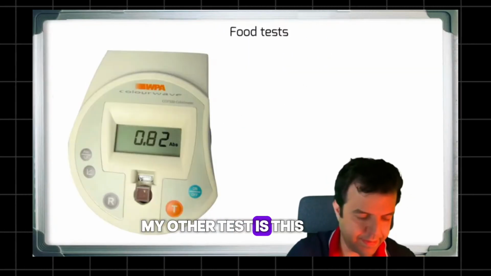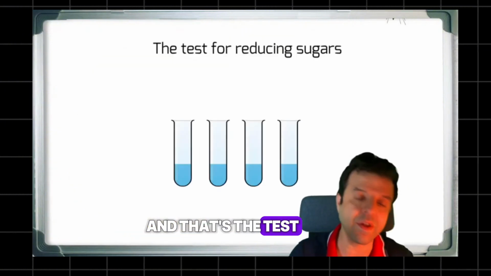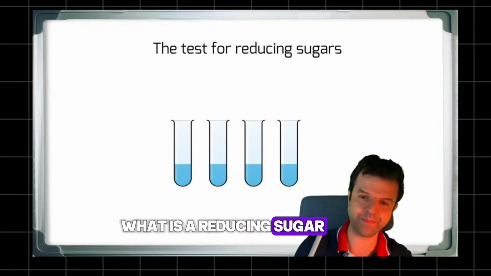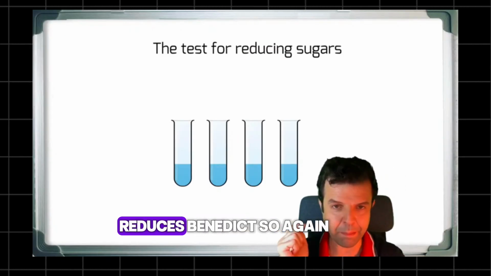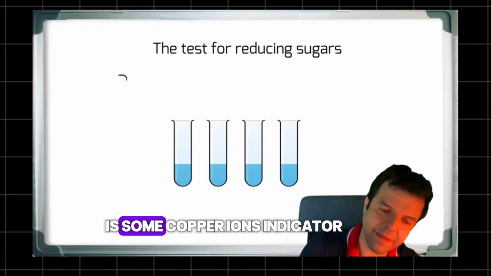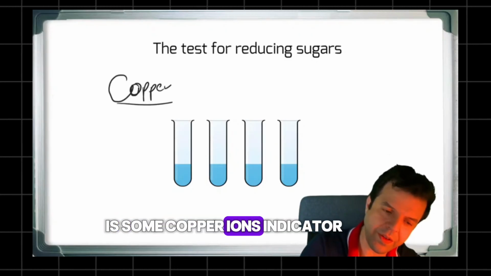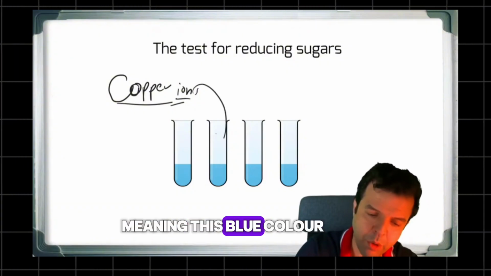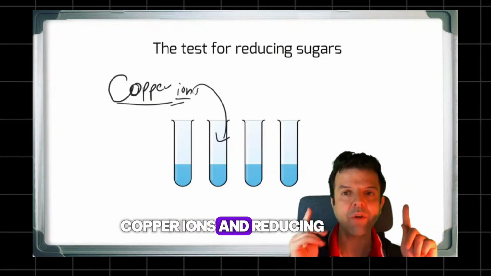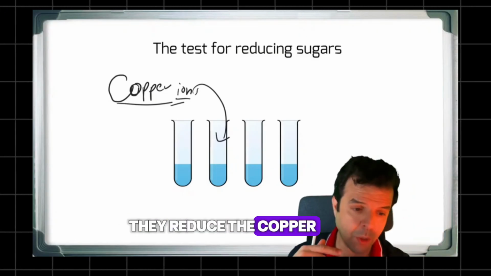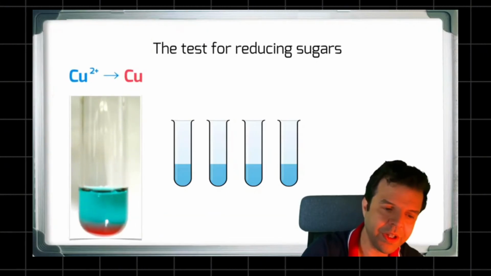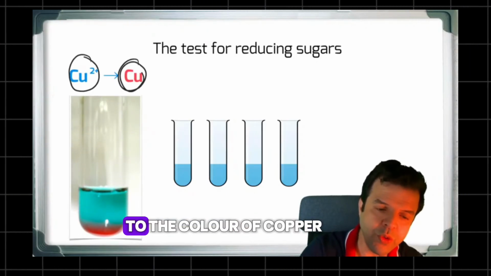My other test is this, and that's the test of reducing sugar. What is a reducing sugar? It's a sugar that reduces Benedict. So again, what is Benedict? Benedict's is a copper ions indicator, meaning this blue color of Benedict's is copper ions. And reducing sugars do what? They reduce the copper. When you reduce copper ions to copper, it goes from blue to the color of copper.